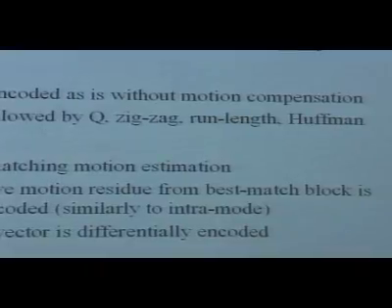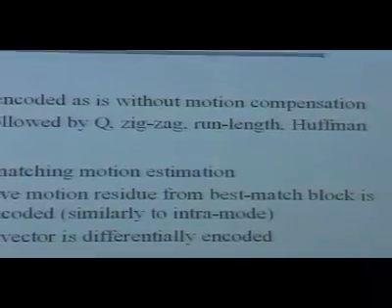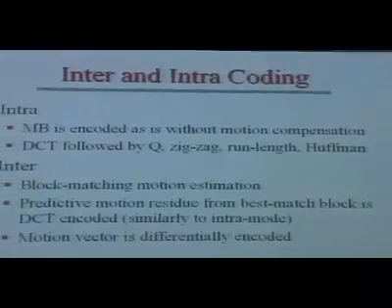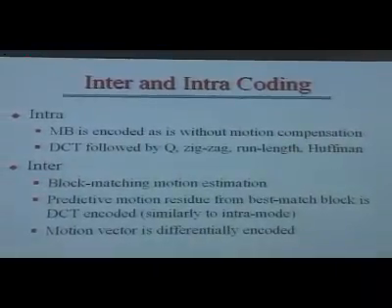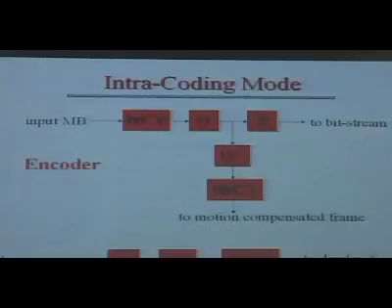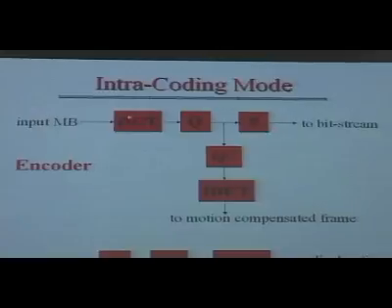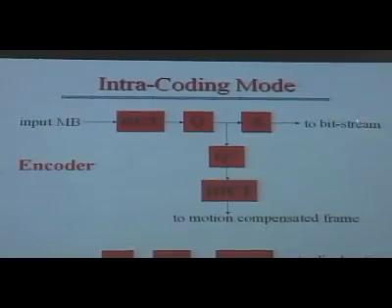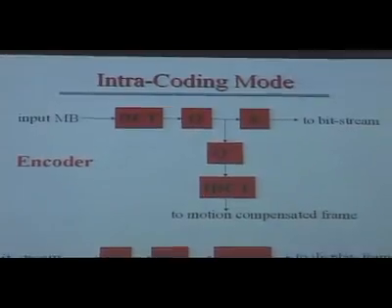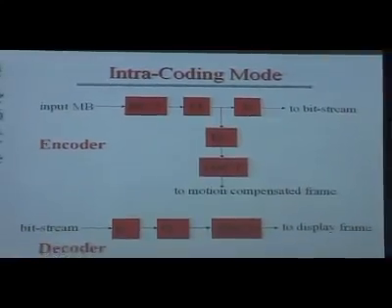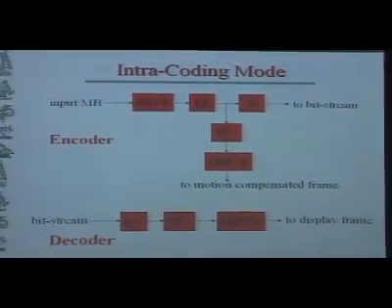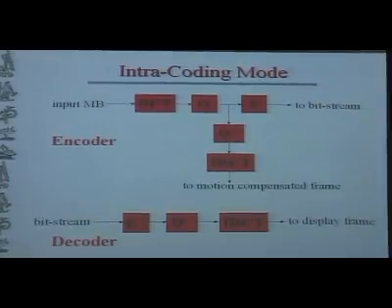What does differentially encoded mean? You take 2 neighboring motion vectors and encode the difference, so we try to save some bit rate. Now this is the intra-coding mode. In the intra-coding mode, the block goes straight to the bit stream. You don't need to do any motion estimation on the blocks. But you still need to decode the block, because you need to keep the previously reconstructed frames in the buffer for motion estimation for the incoming frame. So you still need to do decoding right here.